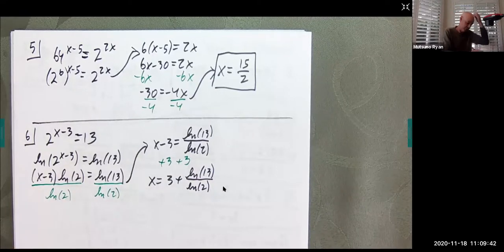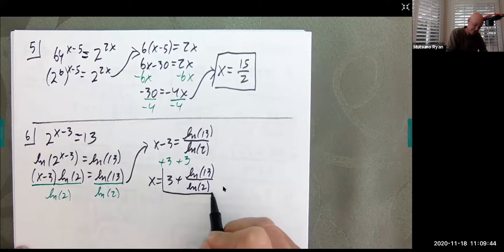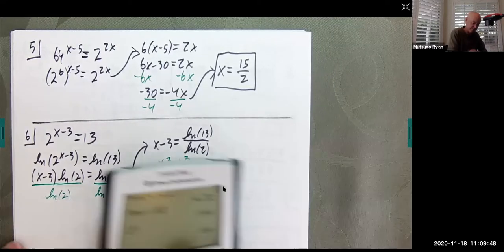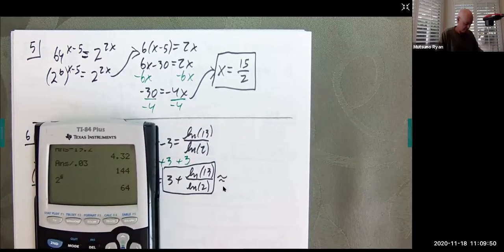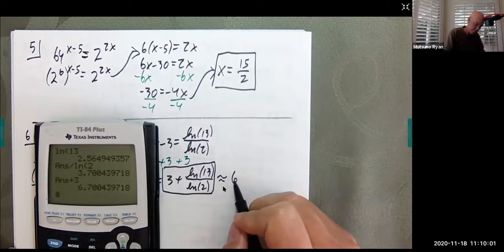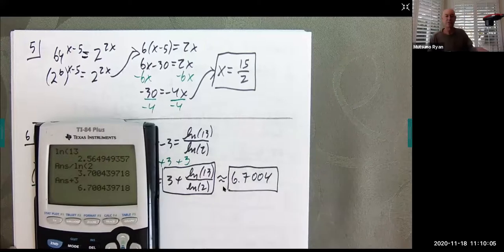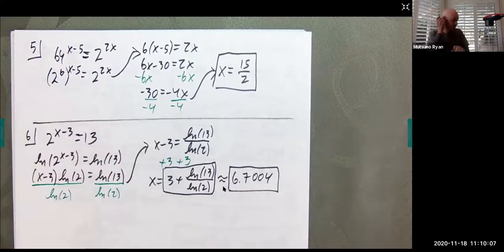And it looks like they want both answers. Here's the exact answer. And the approximated answer is going to be here. Ln of 13 divided by ln of 2 plus 3. They said to go to 4 decimal places, so we went to 4 decimal places.